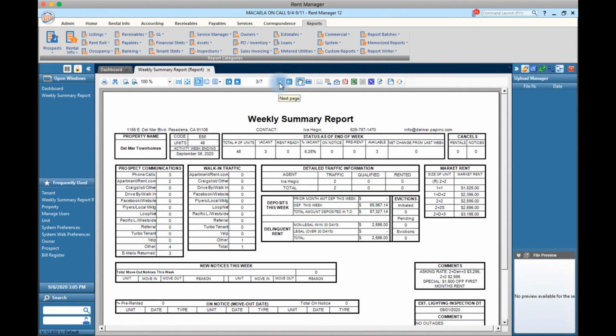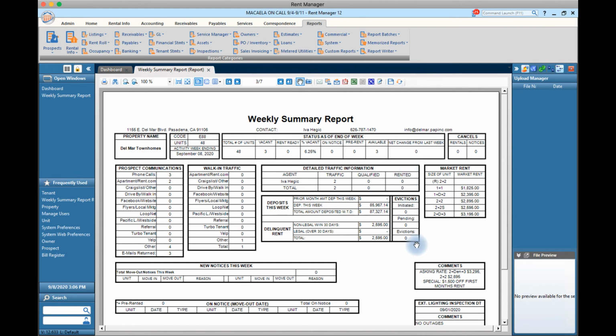So next we have Delmar. When I look at this, we have a total of 48 units. 3 of those units are vacant. None of them are rent ready. Net change of 0, so no new rentals and no new notices this week.